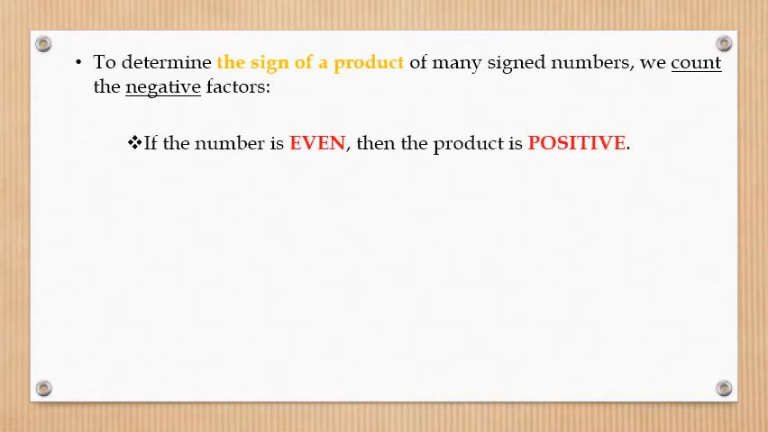To determine the sign of a product of many signed numbers, we count the negative factors. If the number is even, then the product is positive. For example, here, how to know the sign of the product of these numbers? Let's count them. 1, 2, 3, 4. We have 4 negative numbers multiplied by each other, so the number is even, then the product is positive.